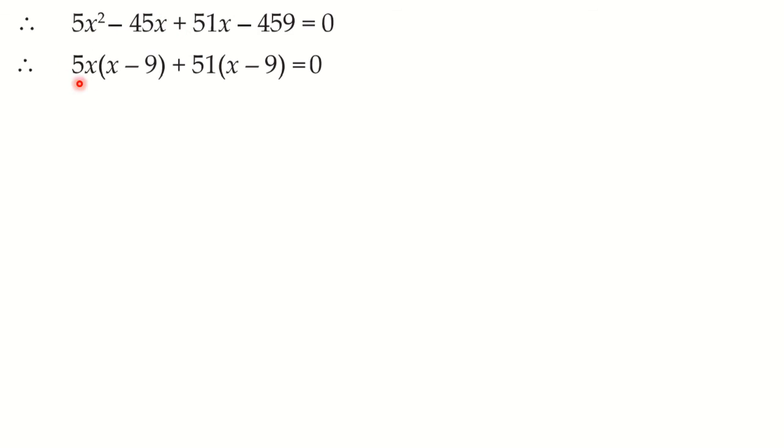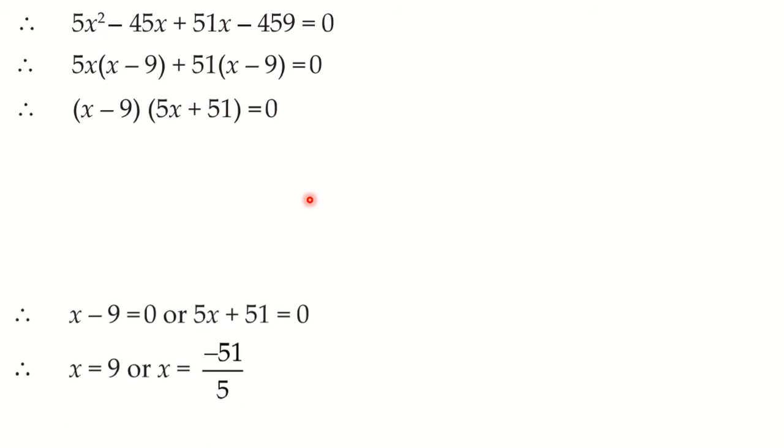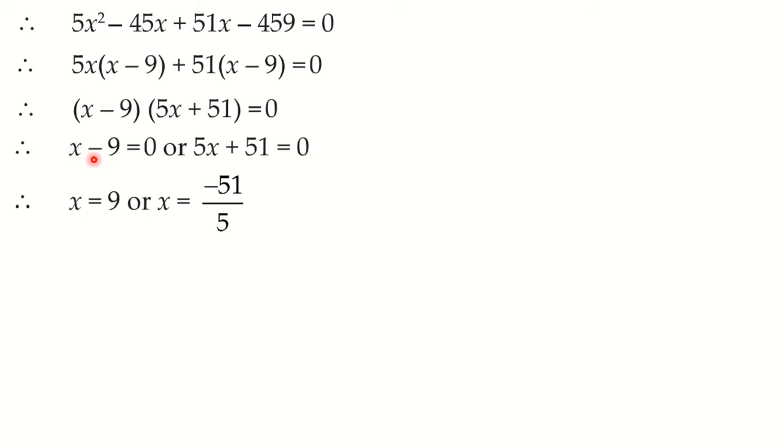So here we can see that 5x is common, and inside we got x minus 9. And here 51 is common, and this bracket is going to be the same. So we got the factors as x minus 9 and 5x plus 51 is equal to 0. Then you are going to go for either or. x minus 9 is equal to 0 or 5x plus 51 is equal to 0. From that you will get the values of x. So x you will get plus 9, and here x you will get minus 51 upon 5.